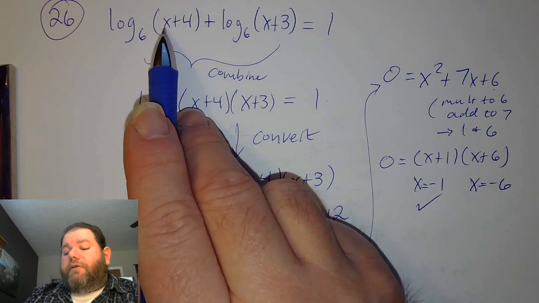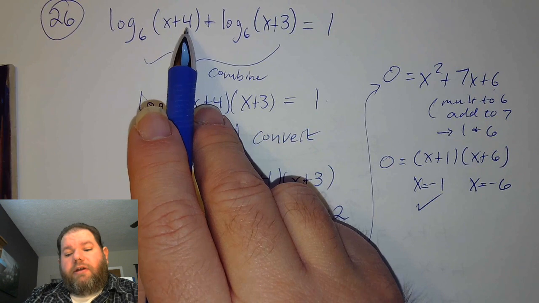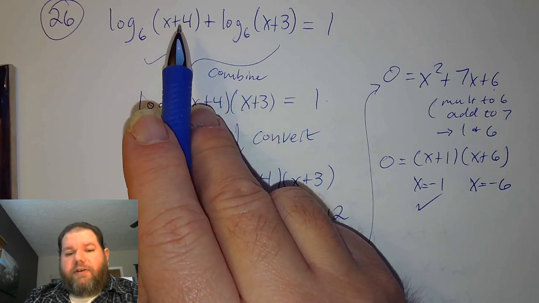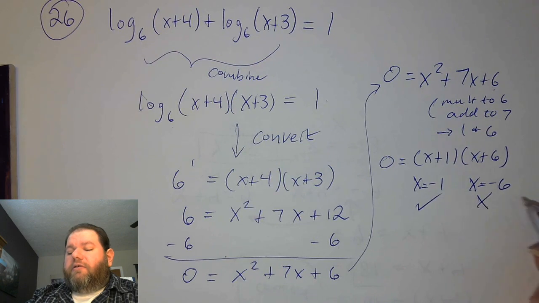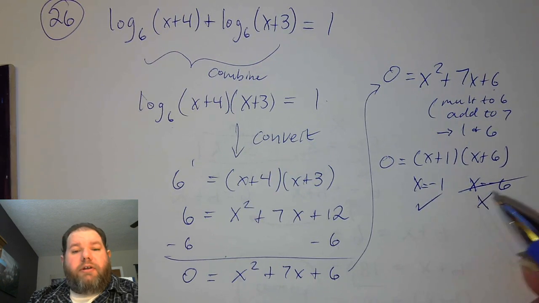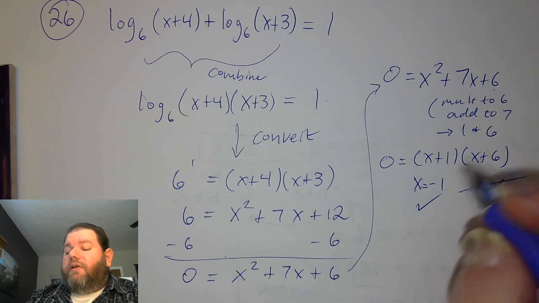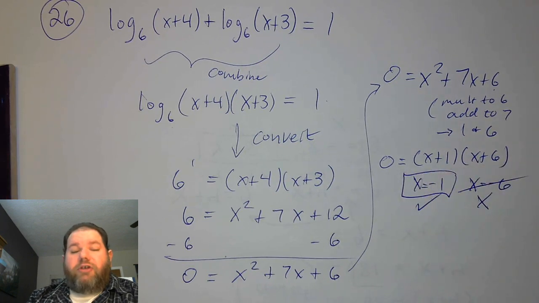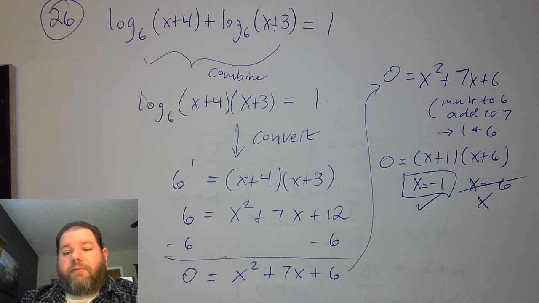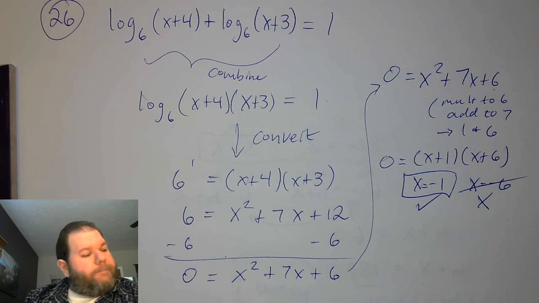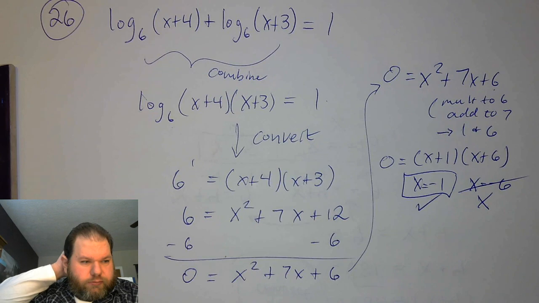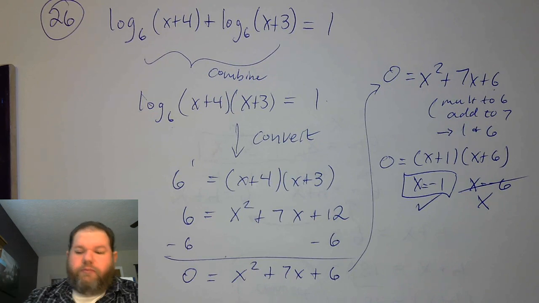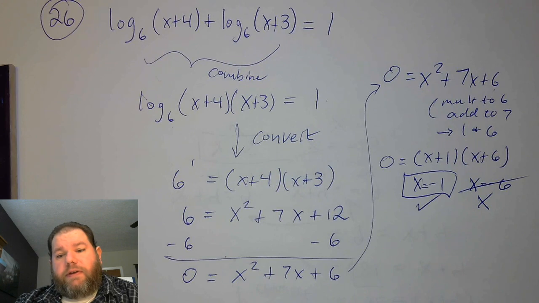Negative 6, however, negative 6 plus 4 is negative 2. Log of negative 2 doesn't exist. We can X out negative 6. If it fails one, then we don't even have to check the other. So we actually only have one legitimate solution here, which is x equals negative 1. All right. Any questions?